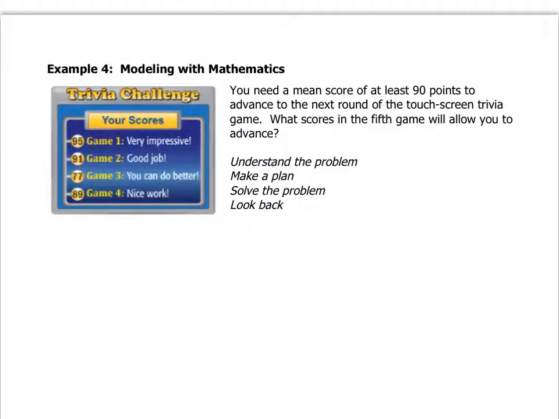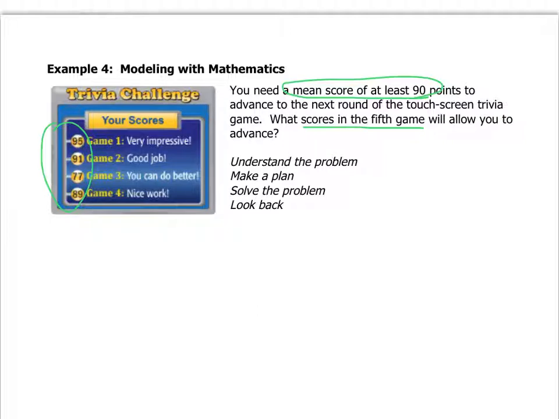Alright, let's see what this might look like in a word problem. You need a mean score of at least 90 points to advance to the next round of the touchscreen trivia game. So here are the 4 games. You got 95, 91, 77, and 89. What scores in the 5th game will allow you to advance? So our 4 steps, our first step is understand the problem. So we know the scores of the 4 games, right? Those are on the side over here. We also are asked to find the score in the 5th game and we want a mean of at least 90. So we want 90 or greater. So greater than or equal to 90.